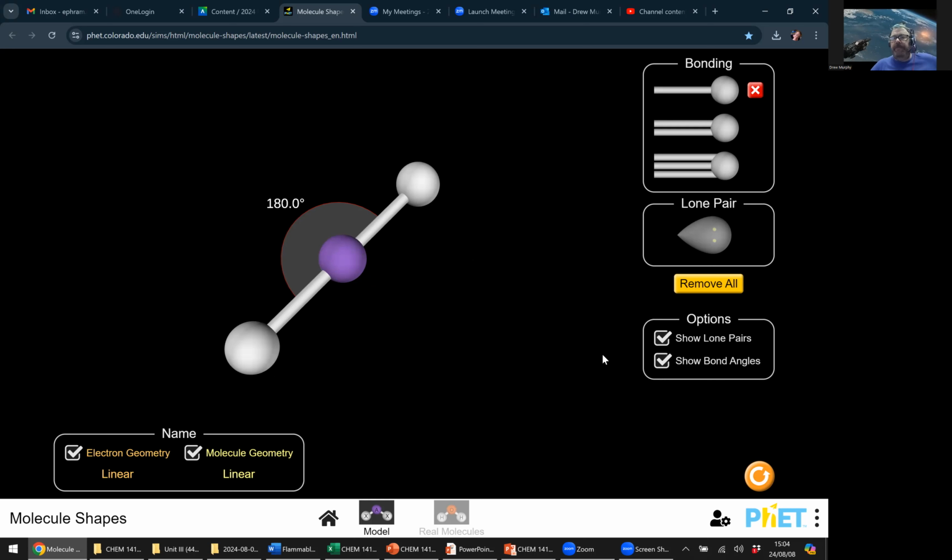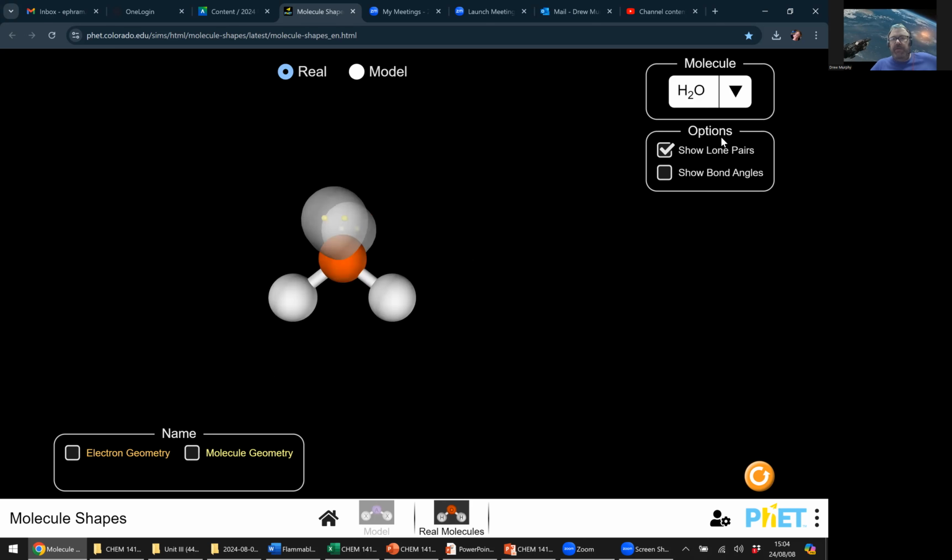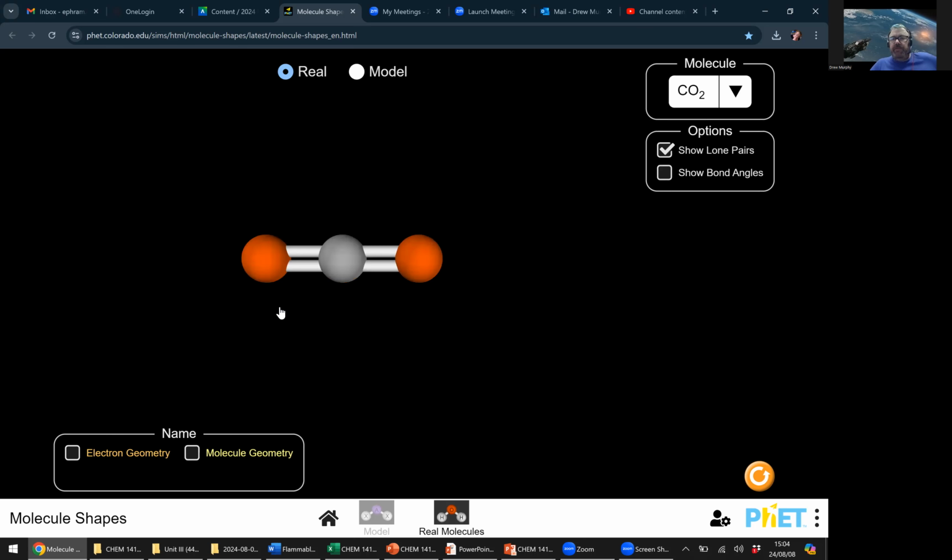If you want to switch to real molecules in here, we can click real and then find somebody. CO2 is one we just did. Looks like that. Same idea. It's just giving you the actual structure with the double bonds in there. Let me switch back to my slideshow.